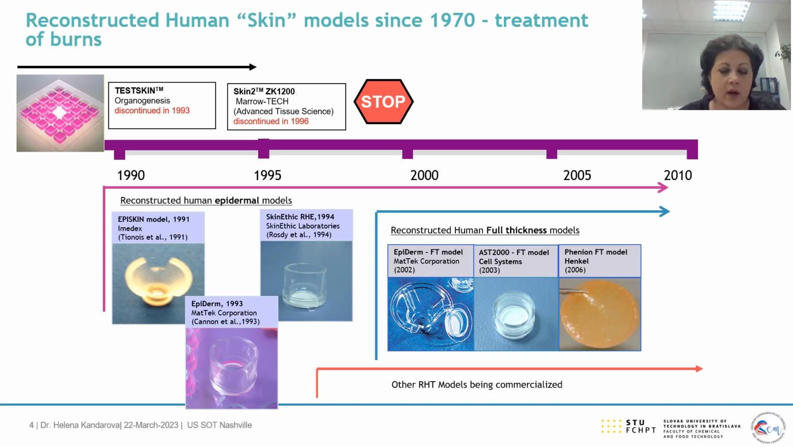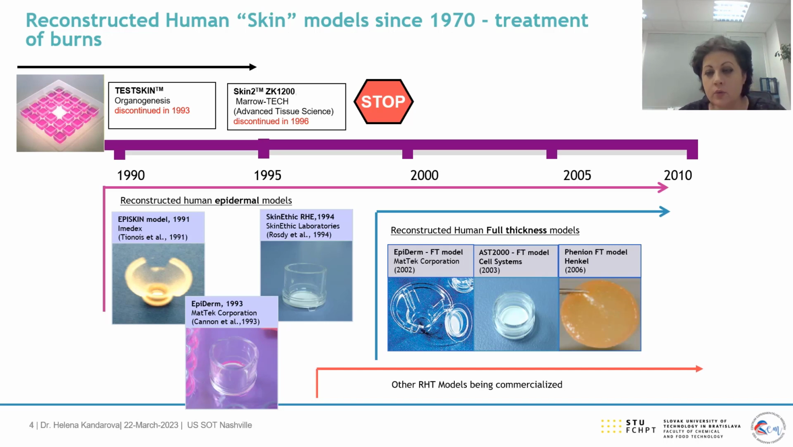Fortunately enough, there were also other technologies, other 3D tissue models available in Europe as well as in the United States, and later on also in Asia, that could basically replace the very early tissue models and be part of the validation projects. So these are the three key models that went through all the validation studies: the EpiSkin model that was introduced into the market in 1991, the Epiderm model by Matec, available from 1993, and the Skinetic reconstructed epidermis by Skinetic Laboratories in 1994.